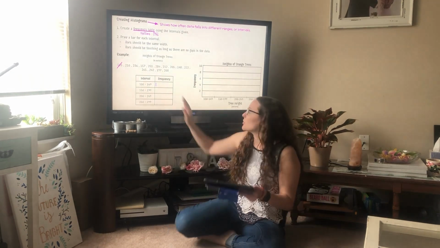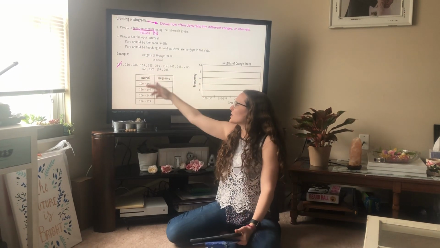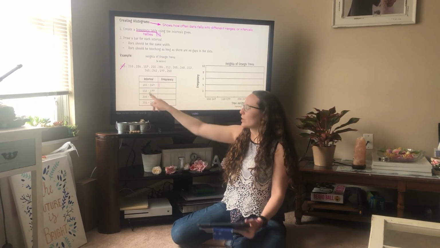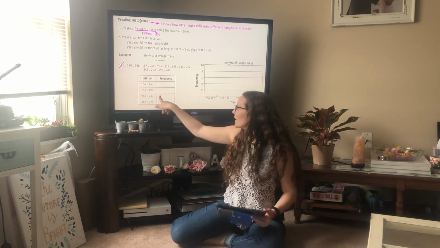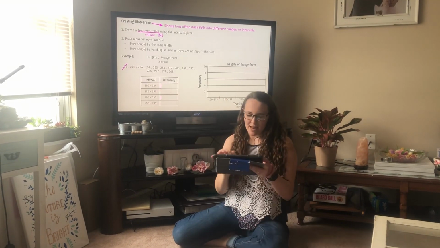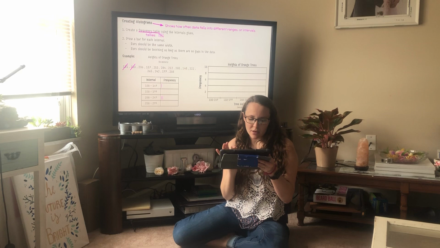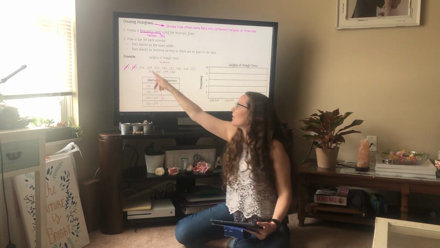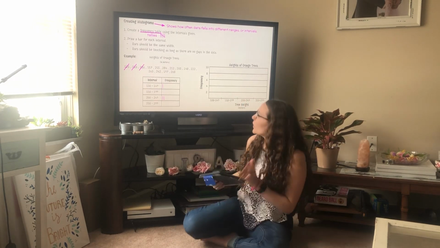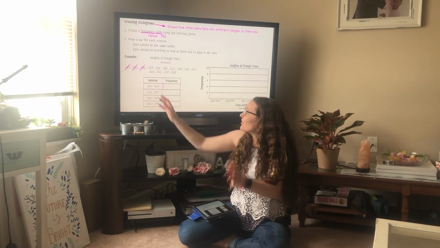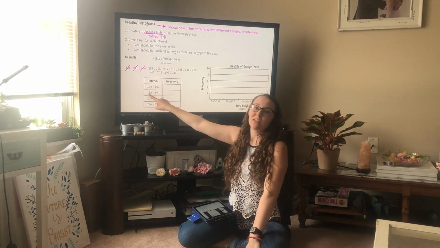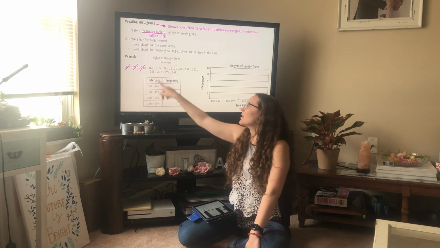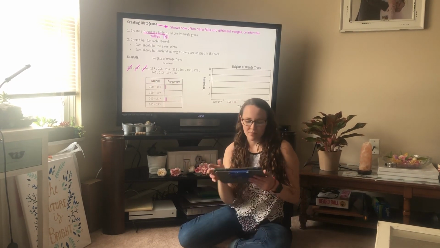So we're going to keep going. 210, where's that going to go? Well, 210 is between the intervals of 200 to 249. So I'm going to put a tally there, and then I'm going to cross off 210. And then we keep going. 236, where does 236 go? Oh, it goes here, tally, cross it off. 157, where does 157 go? 157 goes between the intervals of 150 to 199. So we're going to put a tally here and cross off 157, okay?